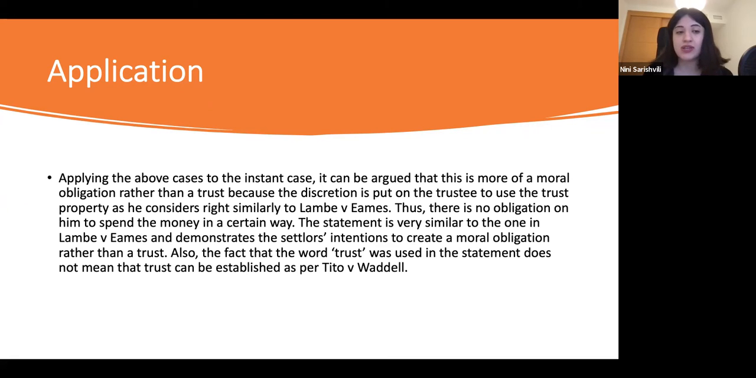The statement is very similar to the one in Lamb versus Eames and demonstrates that the settlor's intention was to create a moral obligation rather than a trust. Also, the fact that the word trust was used in the statement is not conclusive proof of an intention to create a trust. If you can find a case that suggests otherwise, you can use that. But from our experience, we found these two cases more suggestive of a moral obligation. As we said, there is no right or wrong answer as long as you can support it from the cases and demonstrate, using the relevant case law, that this is a moral obligation or this is a trust. From the case law we have discussed here, it shows that it's more a moral obligation than a trust.